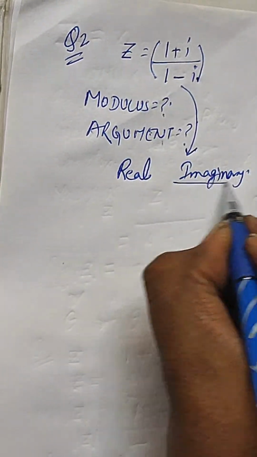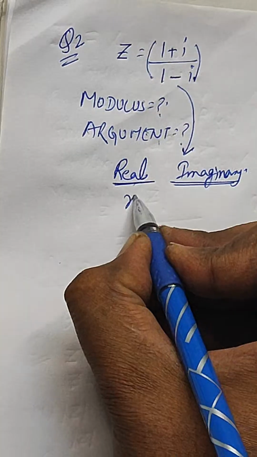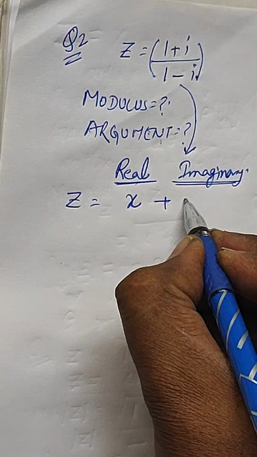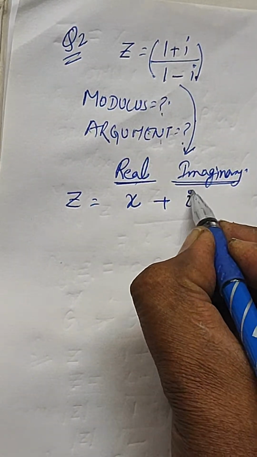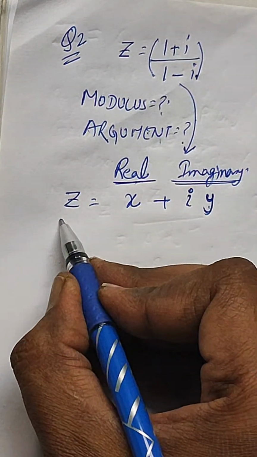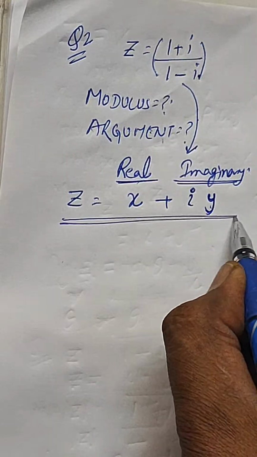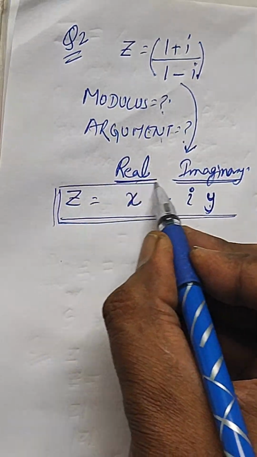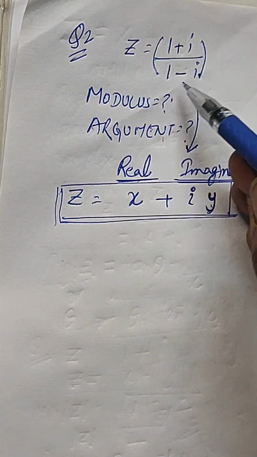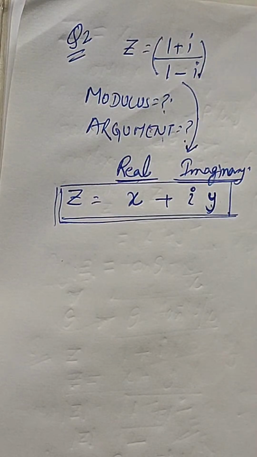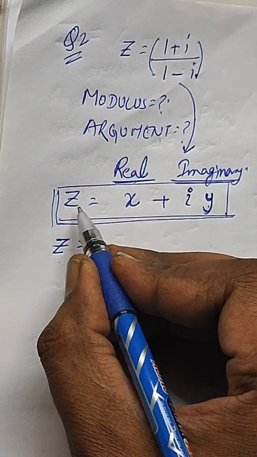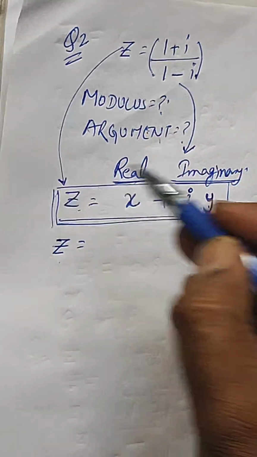For the real part, this will be x. If you consider z equal to x plus iy, for the imaginary part i will be there, right? And this will be the coordinate of y, right? Like this. So any complex number should be represented in its standard format before going into the calculation of modulus and argument. Okay, so here 1 plus i by 1 minus i is not in the standard format. So what we will do, we will just convert it into this standard format, right?